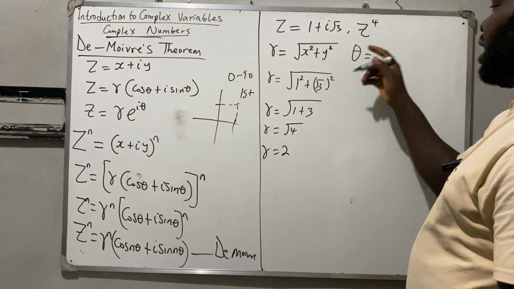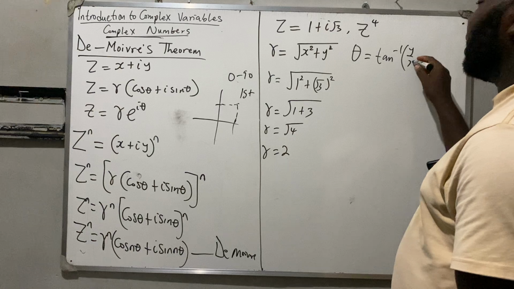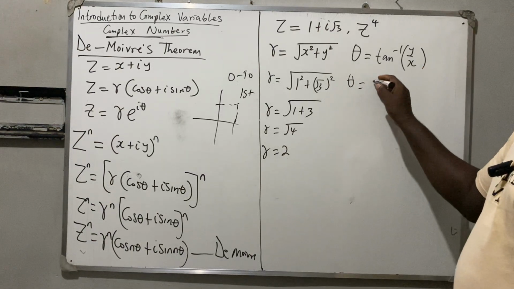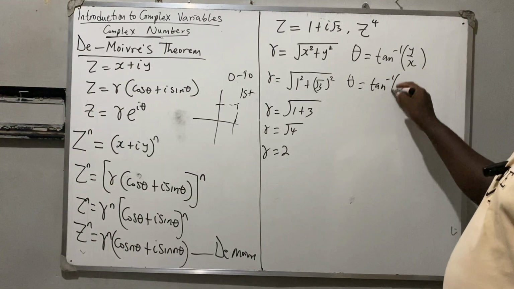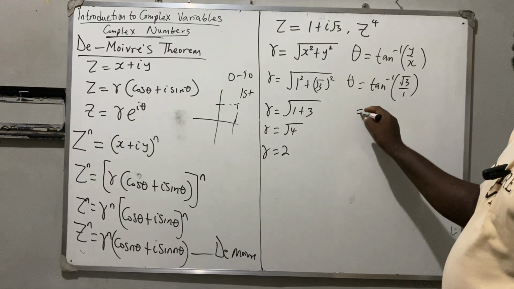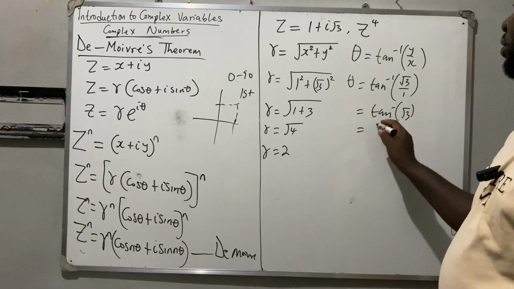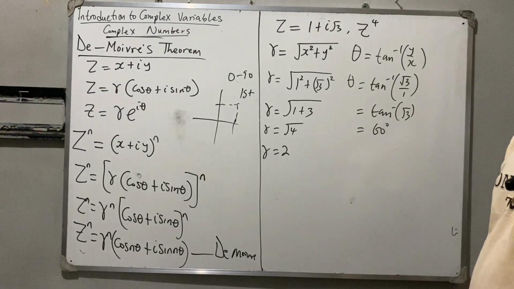So my theta is equal to what? The tan inverse of y over x. So my theta is now what? Tan inverse of my y, which is root 3, over 1. So root 3 over 1 is the same thing as root 3. Tan inverse of root 3. And tan inverse of root 3 is what? 60 degrees. Remember that.